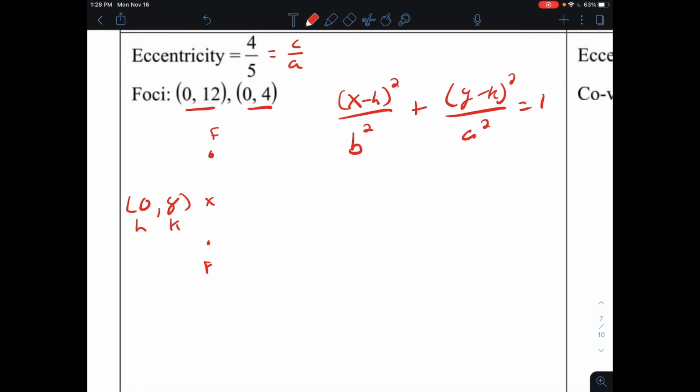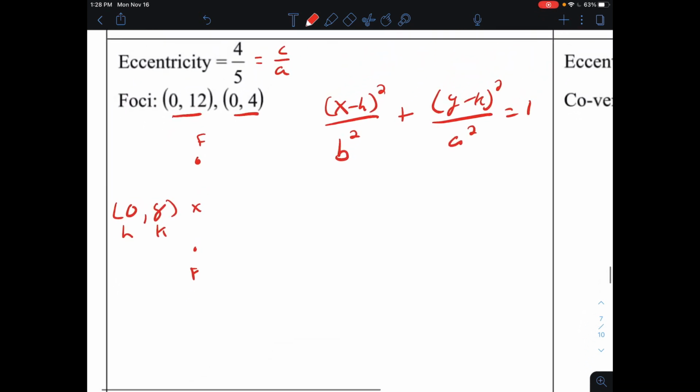Now we need to find out our constants. Well, looking at the information we have, the distance from the center to the focus is c, which winds up being 4. Now, how does that help us? Well, we can go use our eccentricity. If we know c is 4, we can solve for a.